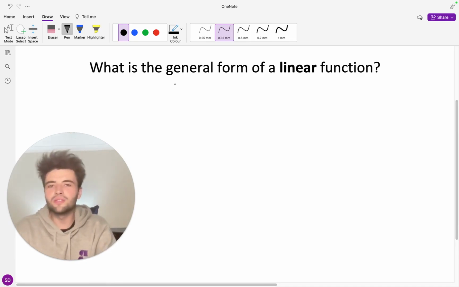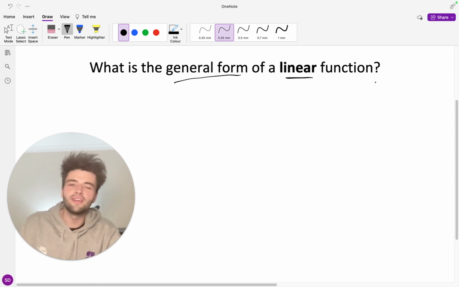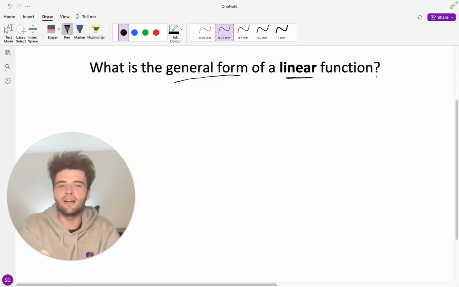So here we're simply asked, what is the general form of a linear function? And so we're going to be looking at the most broad way of representing a linear function, and this is mostly just useful to help identify when it's linear, when it's quadratic, or when it's a different type of function altogether. And so I'm just going to write it down here and explain sort of where it comes from.